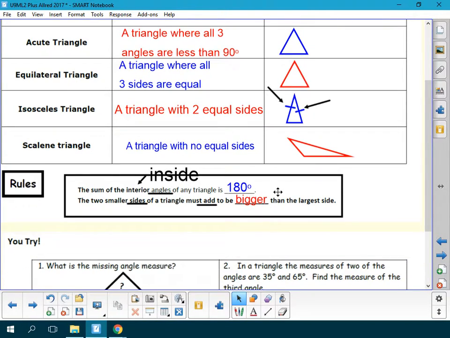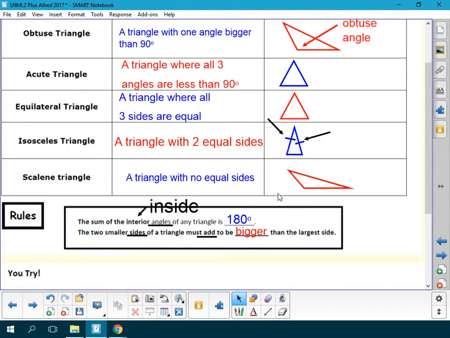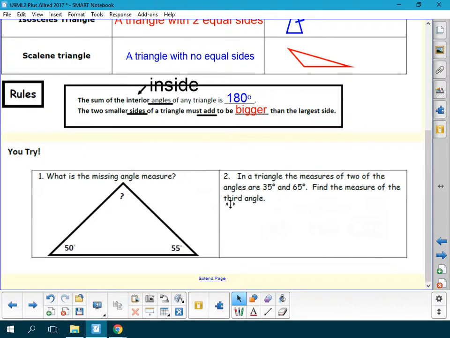Three practice problems. Here you go. You got some rules, you got some vocabulary words, and you got three practice problems. If I want to find the missing angle measure of this triangle, all I need to do is go back and look at my rule that says the sum of the interior angles of any triangle is 180 degrees.